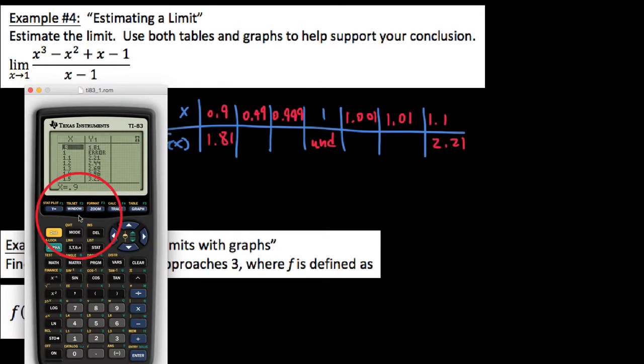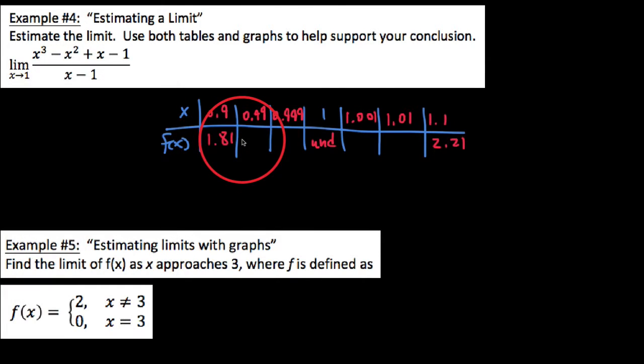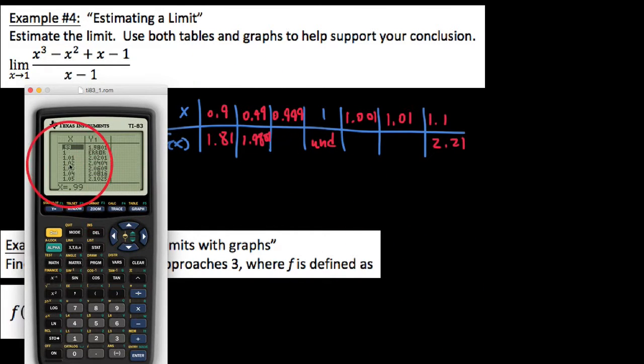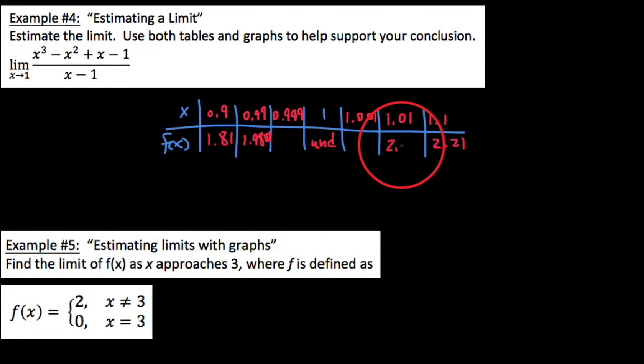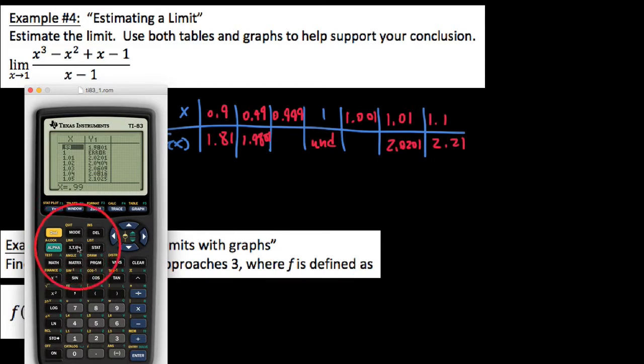Going back to window, we'll reset this so that it starts at 1 again, but this time we go by increments of 100ths. Going back to our table, at 1 we still have this error, but at 0.99 we have 1.9801, and at 1/100th above 1, we have 2.0201.